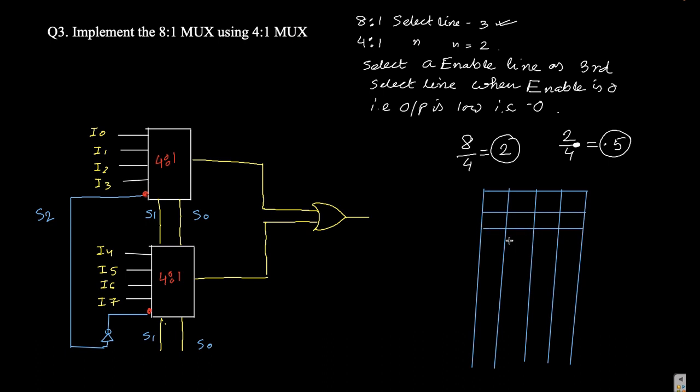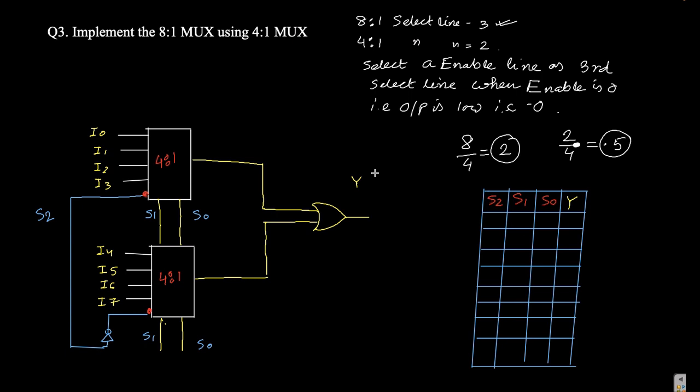This is 1, 2, 3, 4, 5, 6, 7 and 8. Okay, so these become S2, this becomes S1, this becomes S0, and the output becomes Y. This is the Y output.